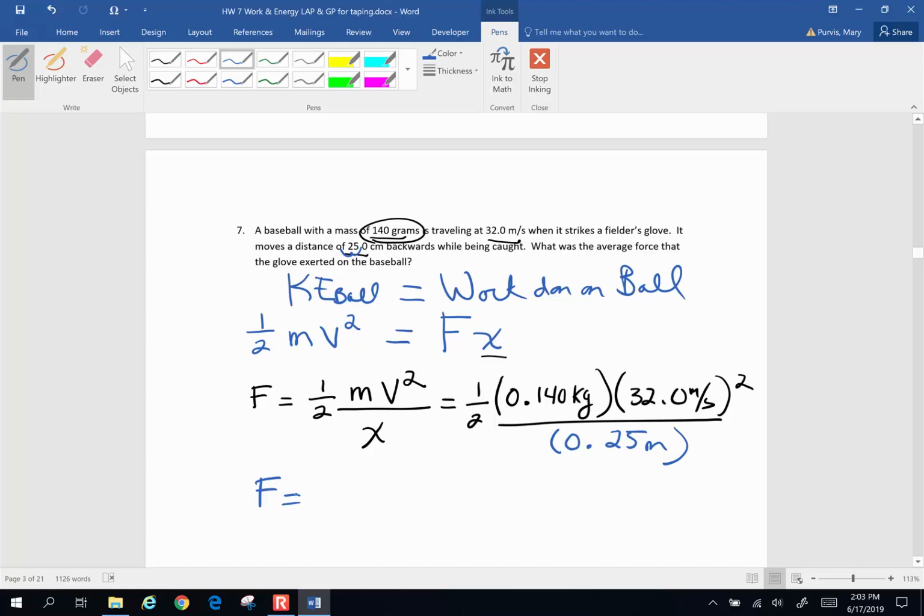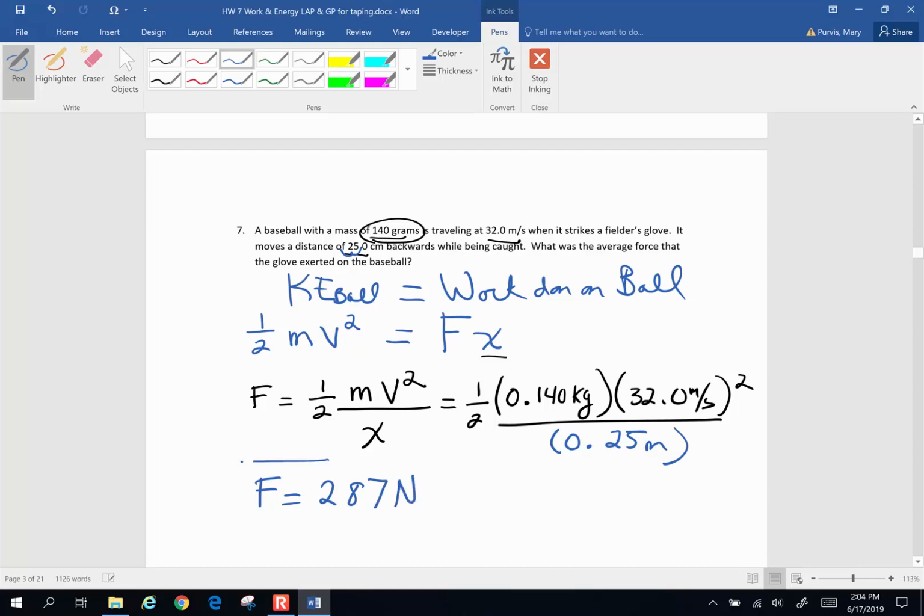So I'm going to have 0.5 times 0.14 times 32, quantity squared. And I think I did that wrong. 32 squared times 0.14 times 1/2 divided by 0.25, and I end up with 287. Now, what units should be on it?